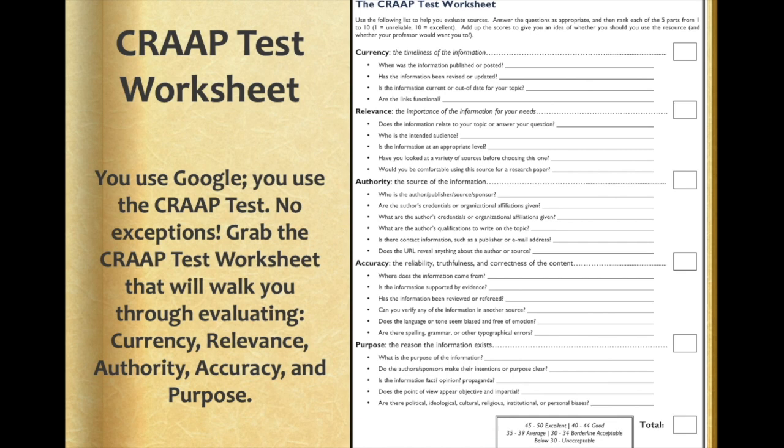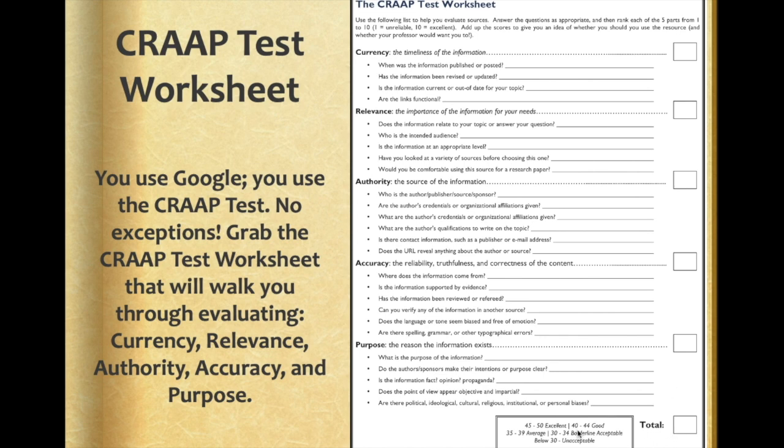One of the things to really look out for in this one is spelling, grammar, and typographical errors. If it's chock full of errors, I wouldn't trust it. And lastly, purpose, the reason this information exists. So once you have a score in each box, so maybe we have a 10 here and a 5 here and a 3 here and so forth, you're going to add them all up to get your total.